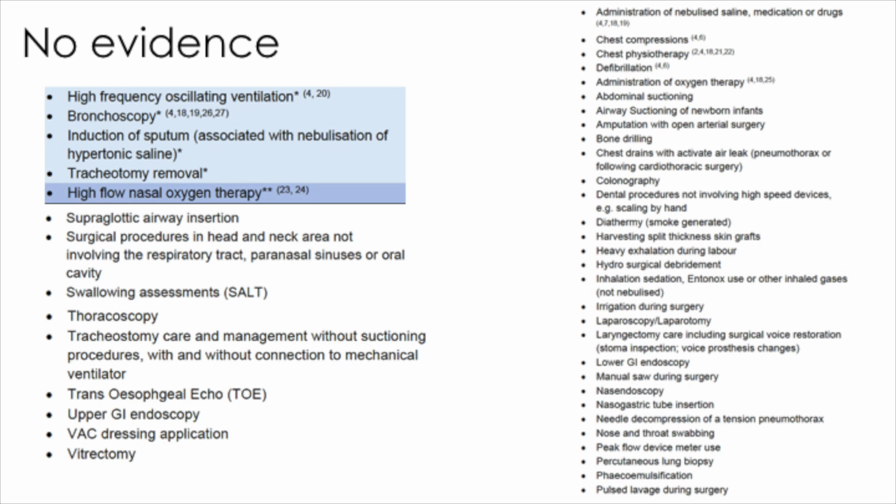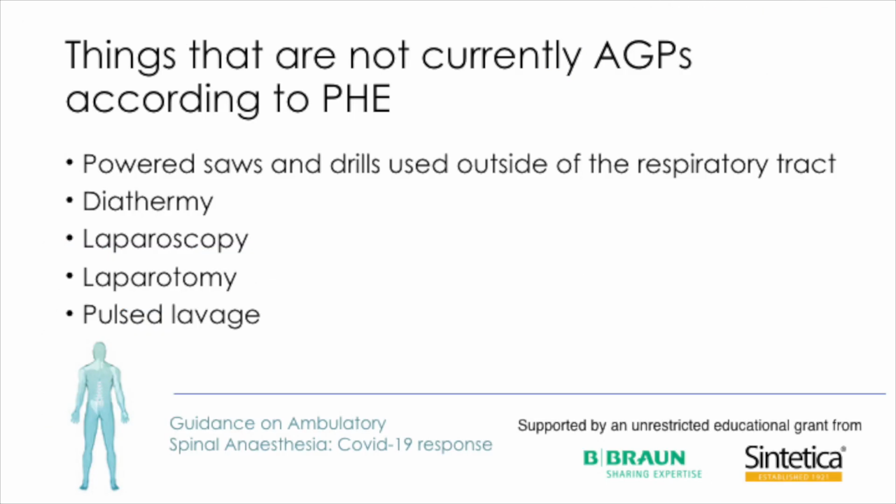So if you look carefully at that, you'll find there are some things that are not AGPs according to Public Health England. Tell your surgeons. If you are surgeons, tell yourself. Powered saws and drills outside of the respiratory tract, not an AGP. Diathermy, no. Laparoscopy, no. Laparotomy, no. Pulse lavage, no. These are not currently in the UK AGPs.